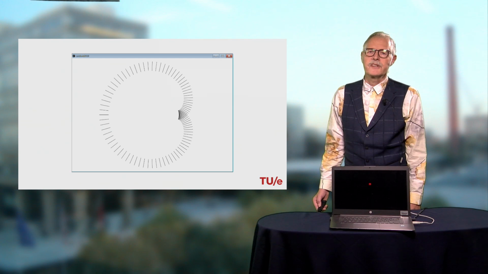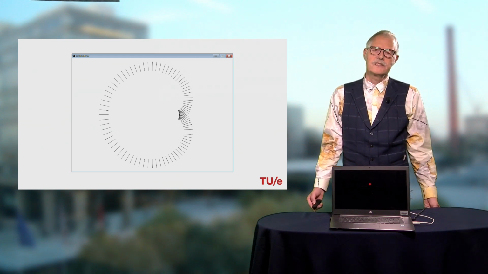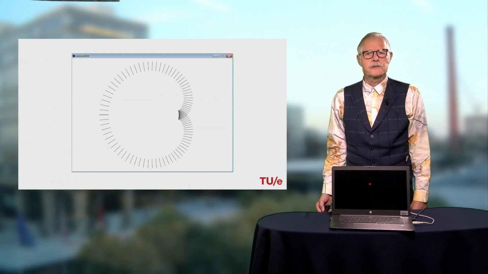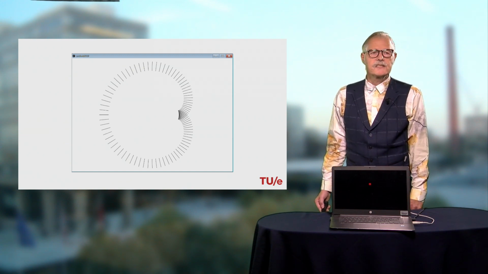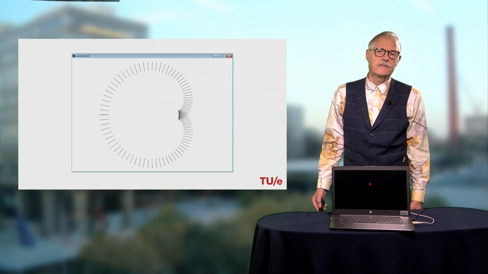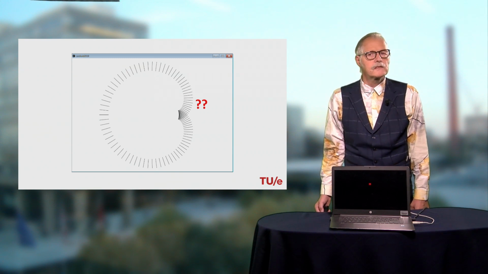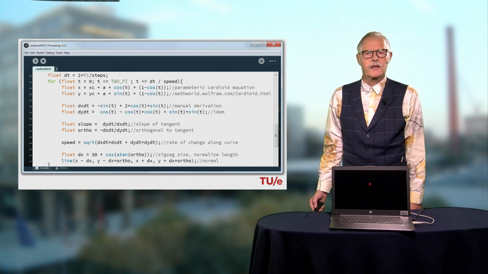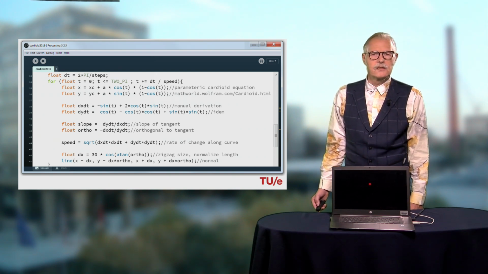Here we see also something else, namely that the distance between those lines is not the same. Closer to the pointy center of the heart, they are very close to each other, whereas at the far end, they are quite remote. This is where this notion of speed comes in. If I'd like to correct this, so that's the question, how to correct for that, we need this notion of speed.